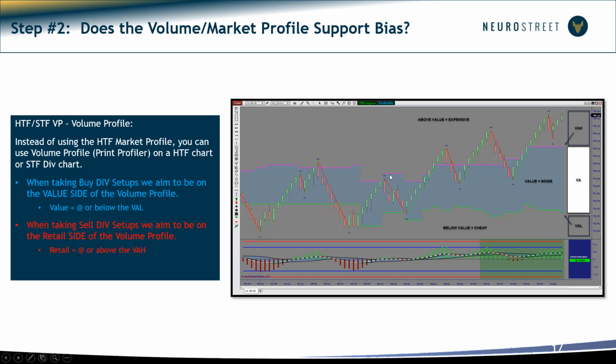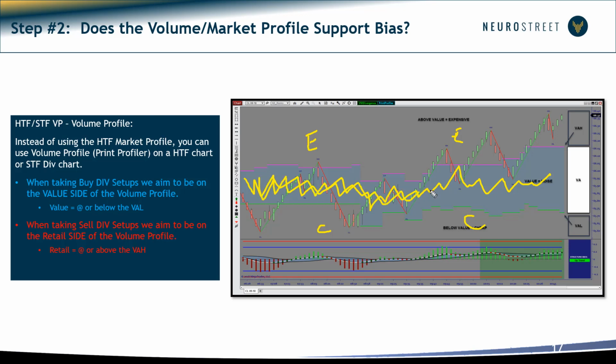Now let me explain this, because it's the same thing. This is the value area. And let me just grab this here. We don't take trades in here. We only take divergence setups expensive or cheap. We want to be buying and selling reversals when they're expensive or cheap. We don't want to be trading in the noise. And the print profiler or the TPO software is just one way to look at where the noise is versus where the extremes are, okay?